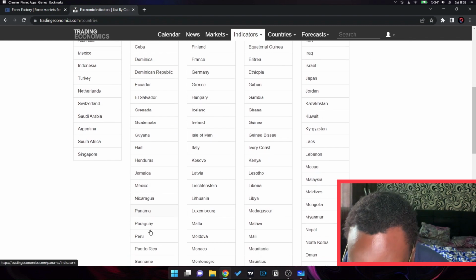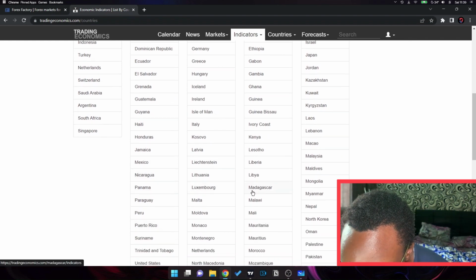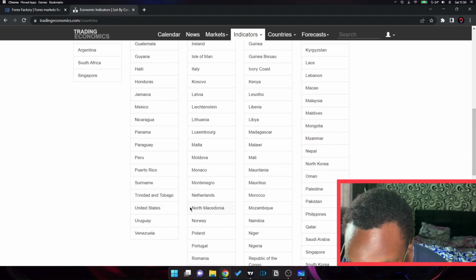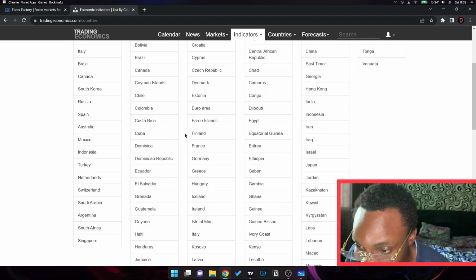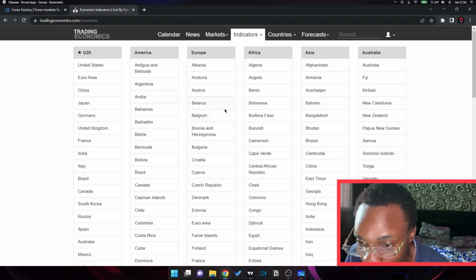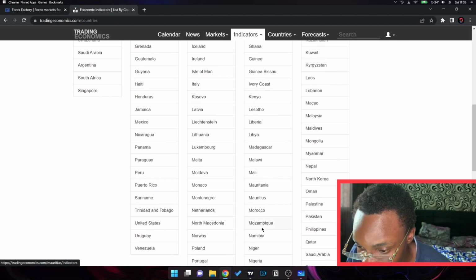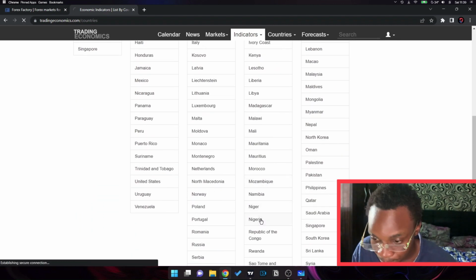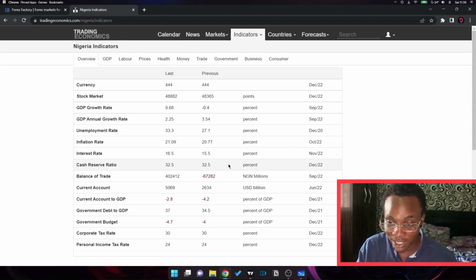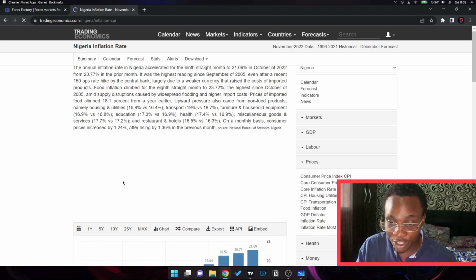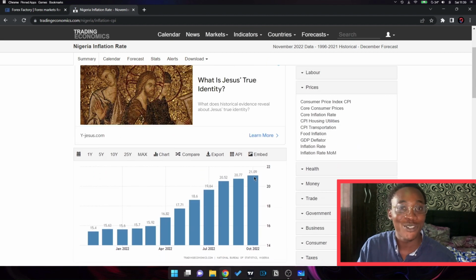So let's just check it right now. Nigeria, I can't actually find Nigeria here. Okay, Africa. So this is Nigeria, and I'm using Nigeria as a case study. You can see that our inflation rate is 21.0%. You can imagine 21.0%, whereas the ideal target for inflation is supposed to be 2%.